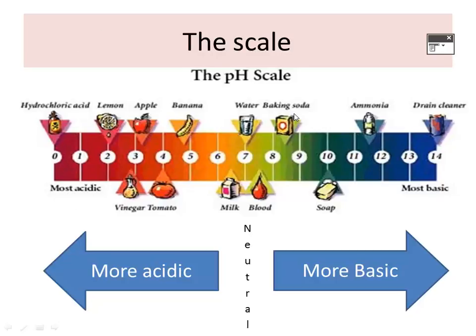Things that are basic, like baking soda. I know Guy said that sometimes you can take baking soda to help your heartburn. They're basic because they react with the acids. Soap, ammonia, which is a cleaning product, and drain cleaner, which is sodium hydroxide, which we're going to be working with today, are very basic. Oh, so you can drink drain cleaner? No, you can't. That's a strong base, and if you drink drain cleaner, your throat will probably close.